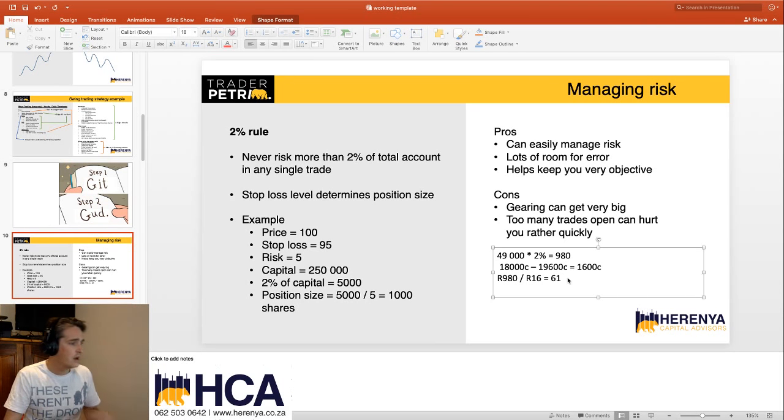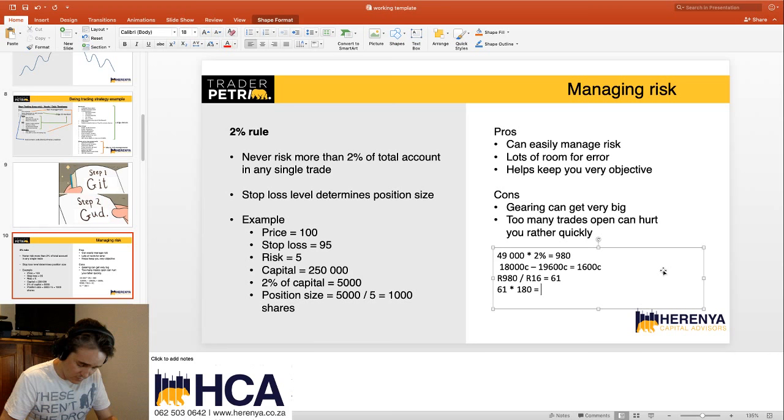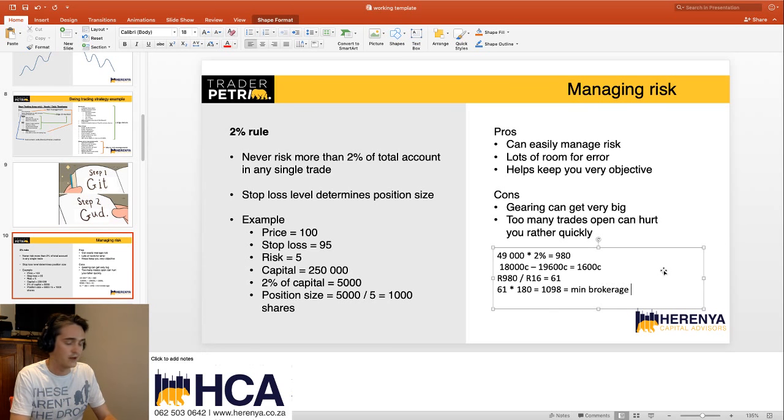Okay, so let's work on 61 shares. 61 times 180, because this is a 50,000 Rand account, is going to give us a 10,980 Rand trade. It's a very small trade, only about 11 grand, so it's not a very big trade.